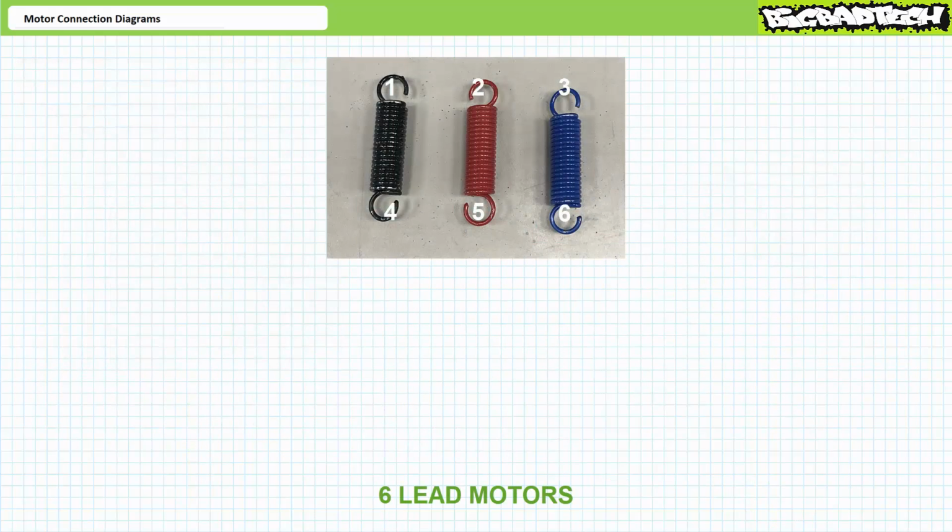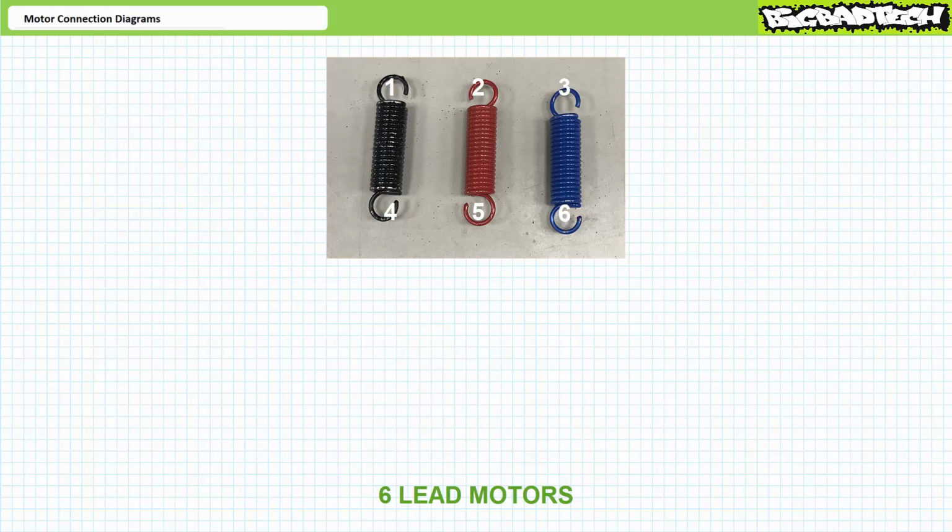Let's now examine 6-lead motors. These motors consist of 3 individual windings with 2 ends each. Winding 1-4, winding 2-5, winding 3-6 are isolated from one another, and both terminals of each winding are externally accessible.